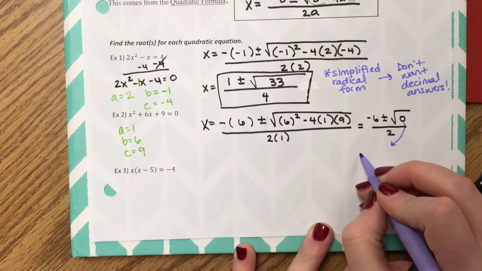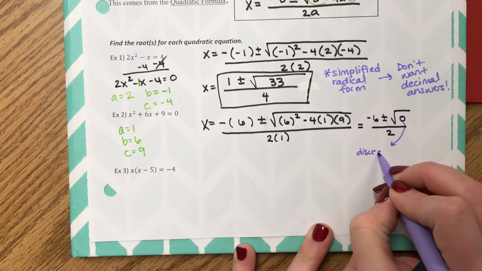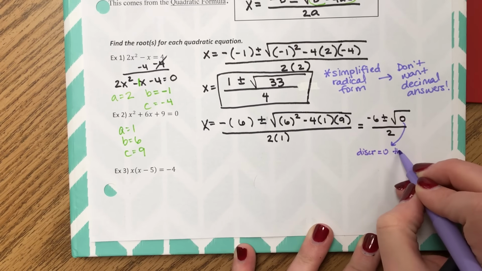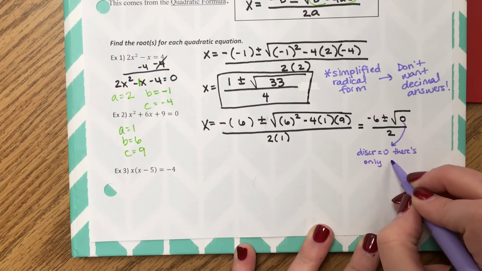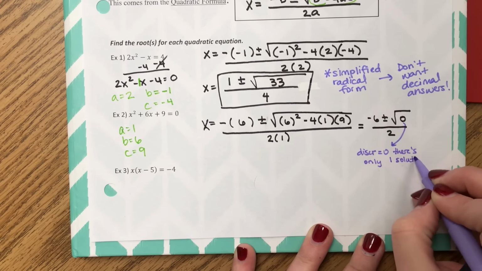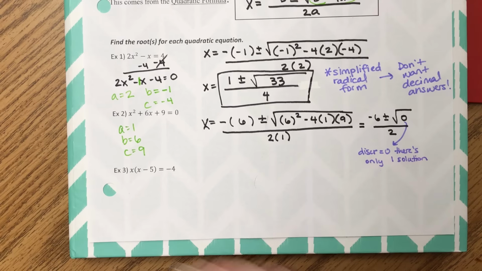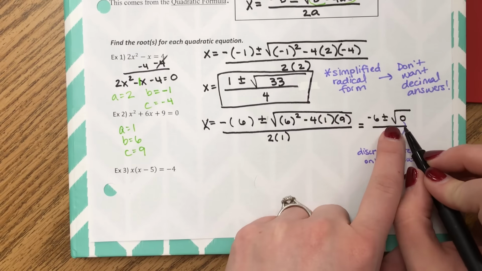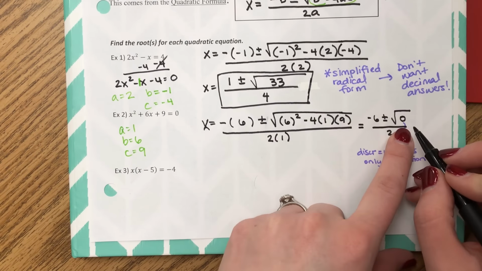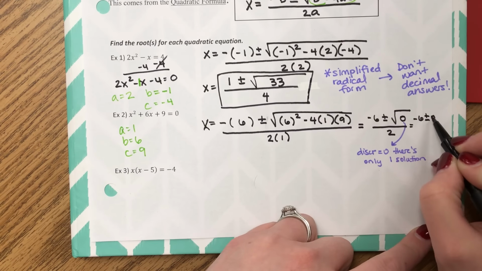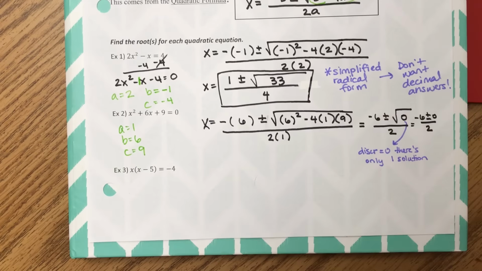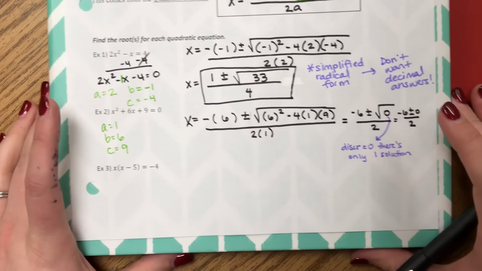So when the discriminant equals 0, there's going to only be one solution. Okay, so as we simplify this out, you'll see how that works. Now, what is the square root of 0? 0. 0 times 0 equals 0. So this is really saying negative 6 plus and minus 0. Now, negative 6 plus 0 is negative 6.